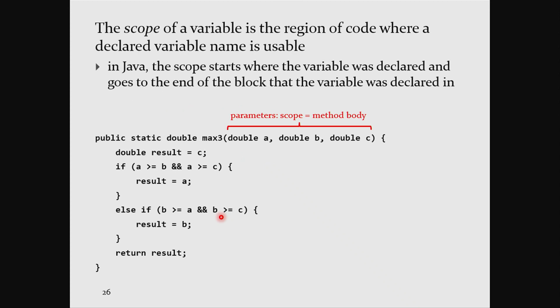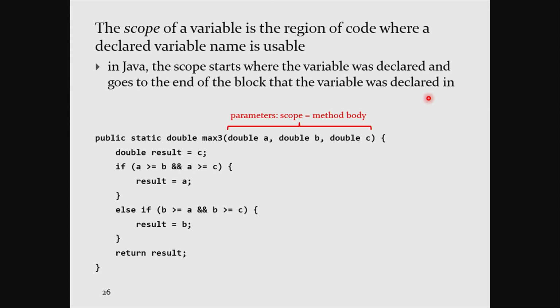In Java, it's different. You have to declare the variable before you can use it. So you have to say what its type is, and you have to say what its name is. And that introduces a problem. Java has a notion of what's called scope. The scope of a variable is the part of the code where a declared variable name is usable. So where I can use a variable name is the scope of that variable.